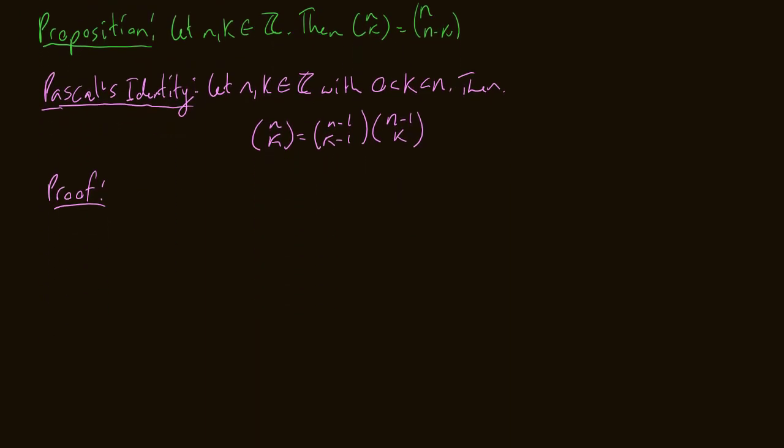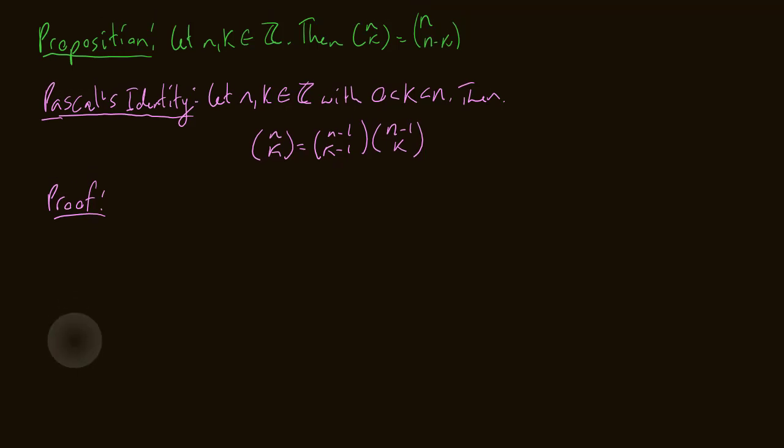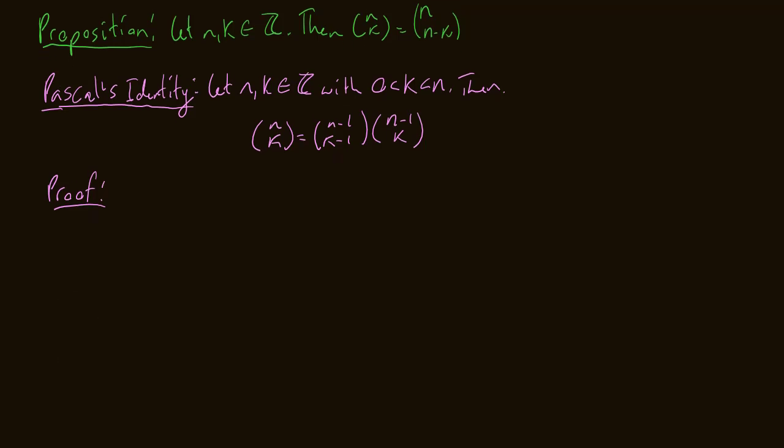Let n, k be integers. Then n choose k is equal to n choose n minus k, right? That's what I'm proposing, and it kind of makes sense. It should make sense with that complement definition.